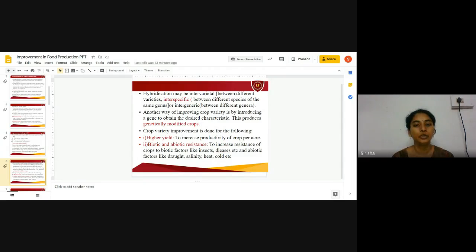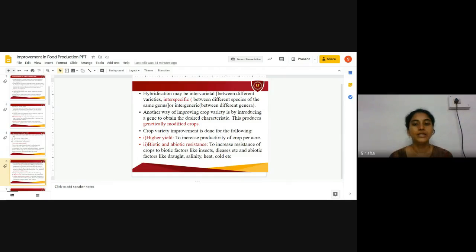Another way of improving crop variety is by introducing a gene to obtain the desired characteristic. So if there is a particular characteristic which we desire, then you can also introduce a new variety of gene into the crop. This produces genetically modified crops.